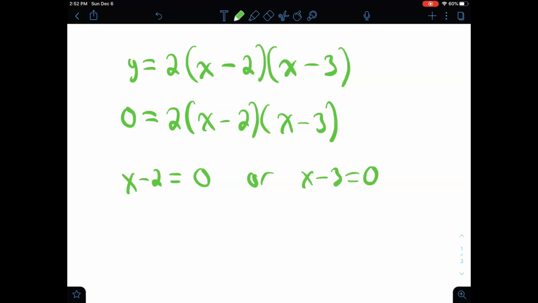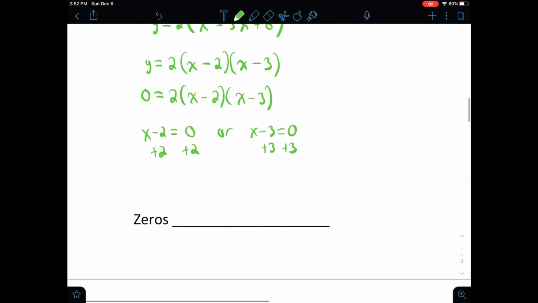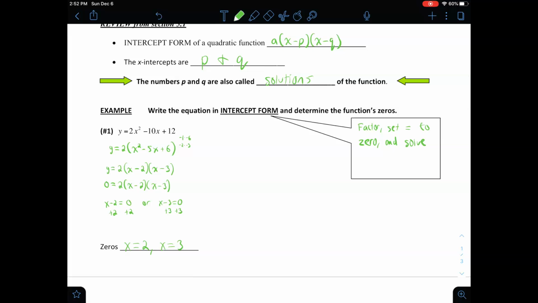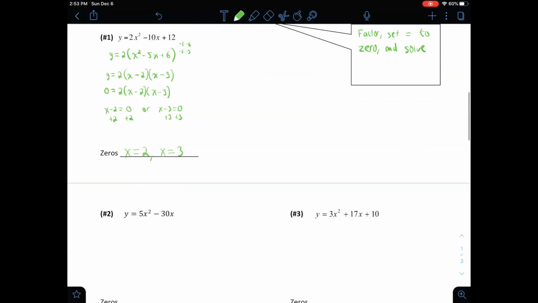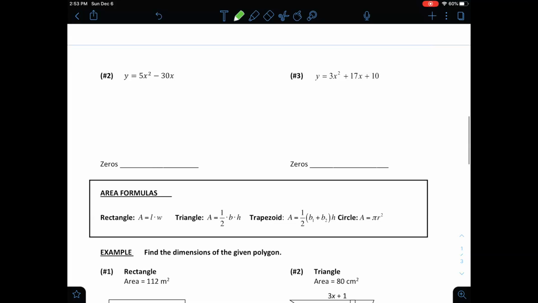All right, solve that now. What am I going to do? I'm going to add 2 to both sides. I'm going to add 3 to both sides over here. And our answers are going to be x equals 2 or x equals 3. Those are going to be our solutions to this problem. Okay? So if you were to graph this parabola here, they would cross the x-axis at 2 and 3. All right. Moving along. We got 2 and 3 now.